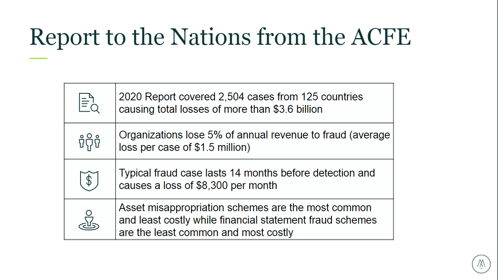That equates to about a median loss per case of approximately $125,000 and an average loss per case of $1.5 million. And then typical fraud cases last for about 14 months before being detected and cause a loss of approximately $8,300 per month. And finally, asset misappropriation schemes are the most common and least costly, representing approximately 86% of cases. And financial statement fraud schemes are the least common but most costly, representing approximately 10% of cases.